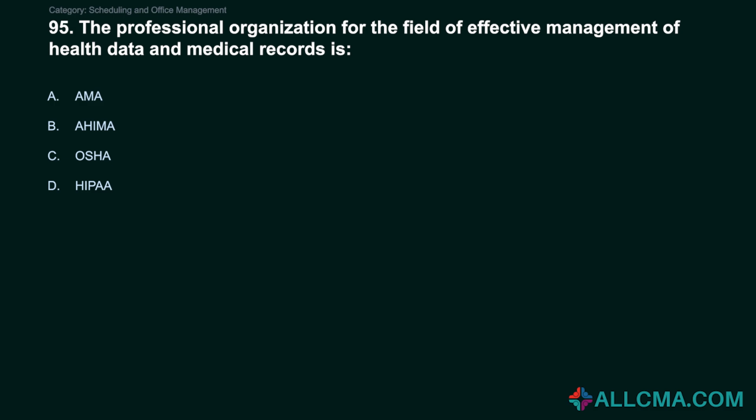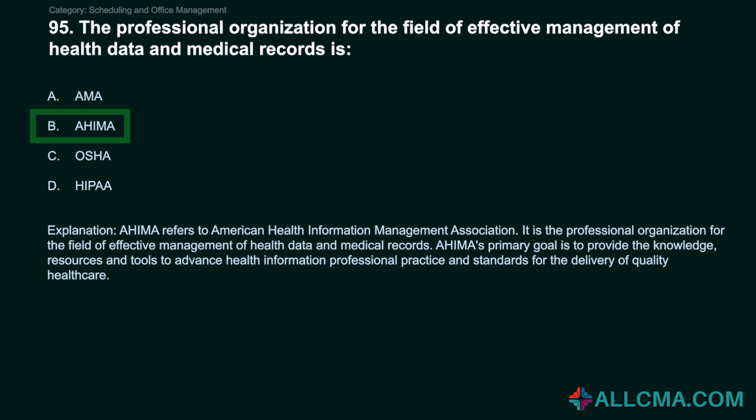95. The professional organization for the field of effective management of health data and medical records is A. AMA. B. AHIMA. C. OSHA. D. HAPA. Correct answer: B. AHIMA. AHIMA refers to American Health Information Management Association. It is the professional organization for the field of effective management of health data and medical records. AHIMA's primary goal is to provide the knowledge, resources, and tools to advance health information professional practice and standards for the delivery of quality healthcare.